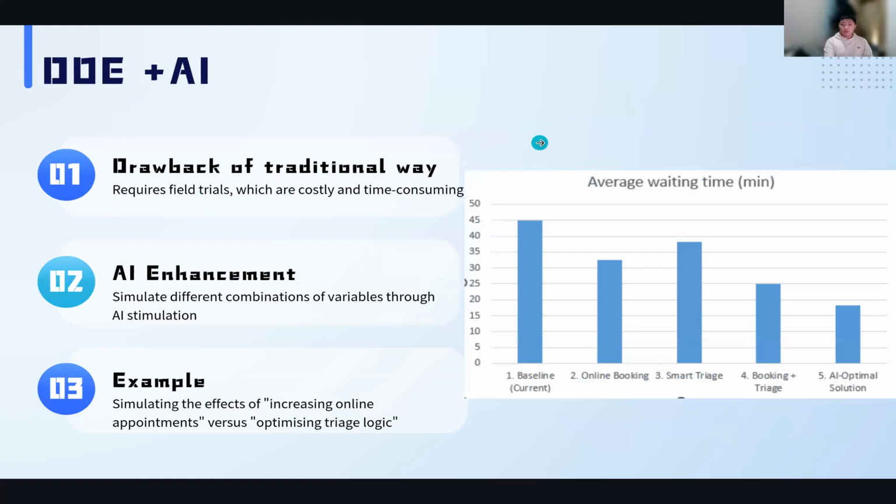First, we can combine DOE with AI. For the traditional way, DOE has some drawbacks. For example, it requires failed trials, which are costly and time-consuming. But with the AI enhancement, we can simulate different combinations of variables. For example, we simulate the effect of increasing online appointments versus optimizing strategy logic. And here is the result generated by AI.